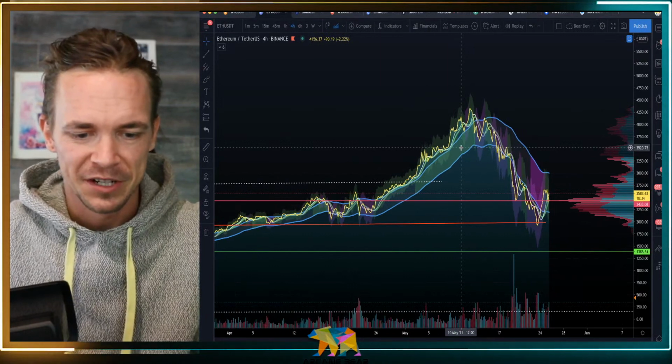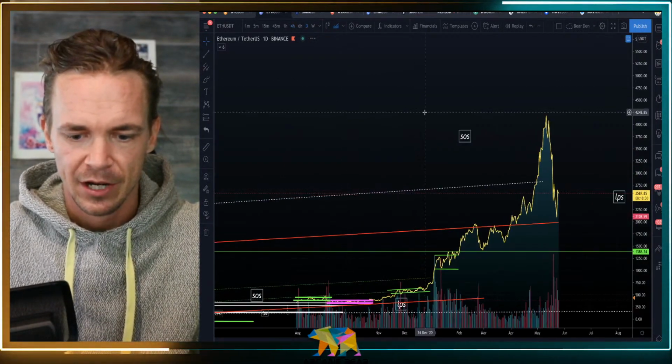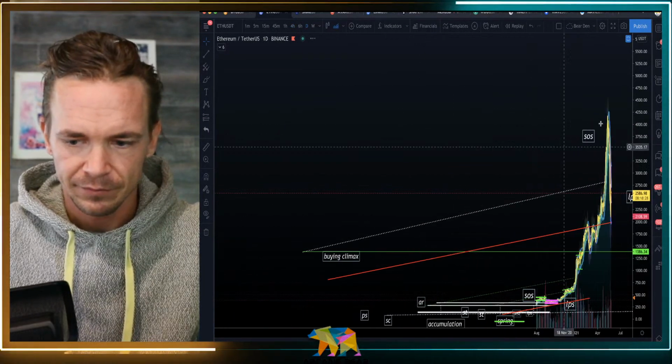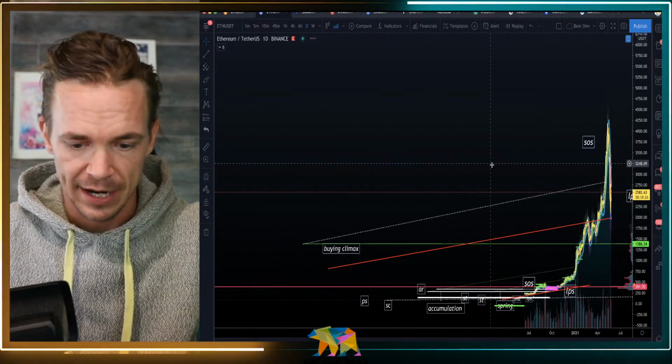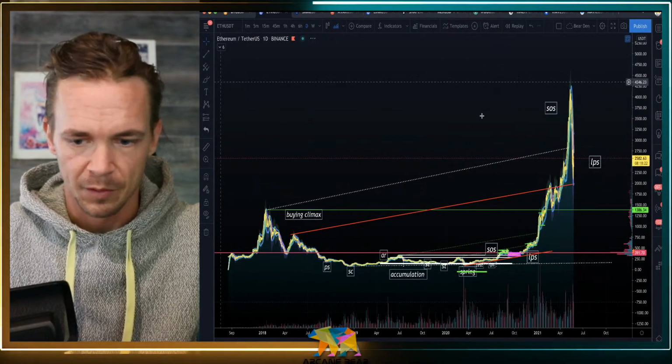So again, I think we're about to get a reaccumulation after decline. If you look at how we've charted Ethereum here, we've done the exact same thing. Again, these drawings have not changed since March of 2020. Lo and behold, you see something very similar to what we saw with Bitcoin.